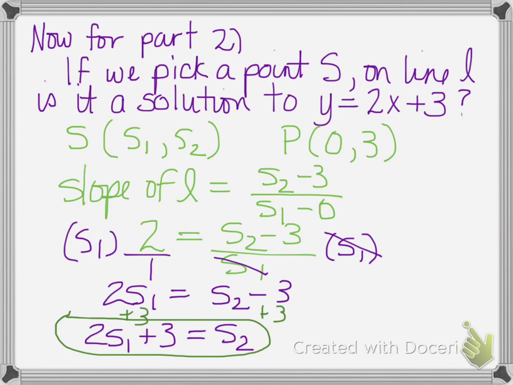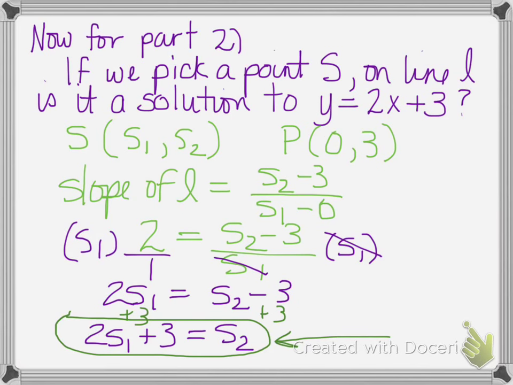That expression there tells us that S1, S2, our point S, is a solution to 2x plus 3. Because what was S2? S2 was just y. S1 was x. So this could be thought of as y is equal to 2x plus 3. So what we showed was that picking any random point on the line L, knowing that it had a slope of 2, gave us the fact that that point is a solution to the equation y equals mx plus b.